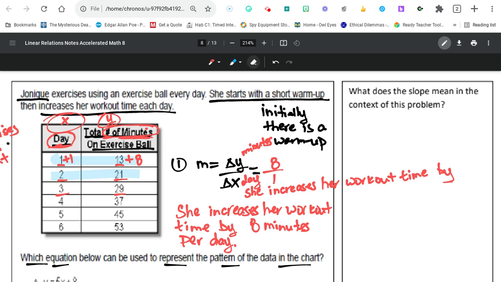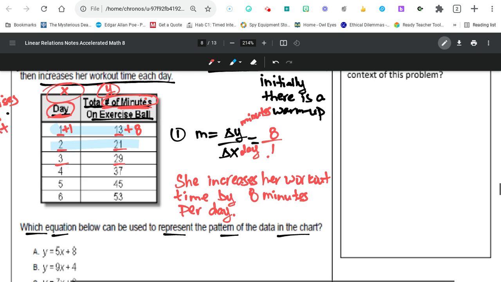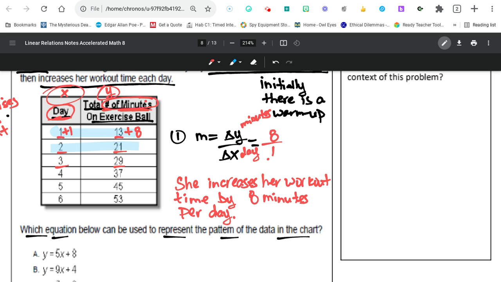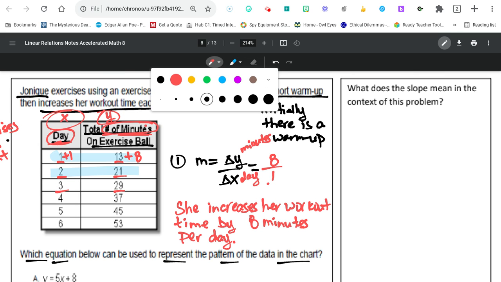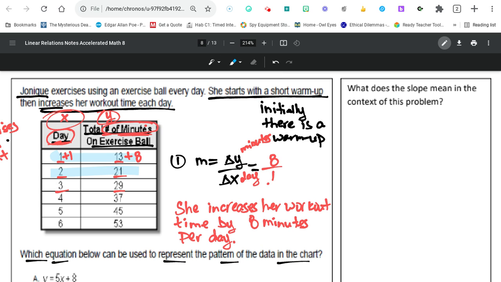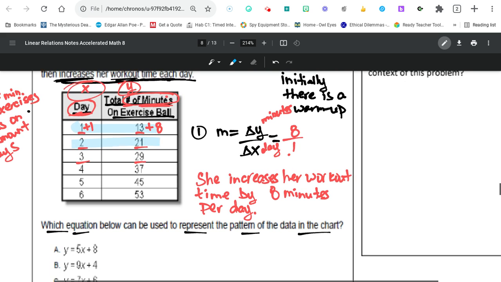That looks so much better. Okay, that's what that means. It's not the number of minutes she spends on there per day. It's her increase. And you need to go back and read to make sure you clearly understand that it says she increases her workout time each day. So it's minutes per day, but it's an increase of minutes per day. Okay, an increase of 8 minutes per day, guys.